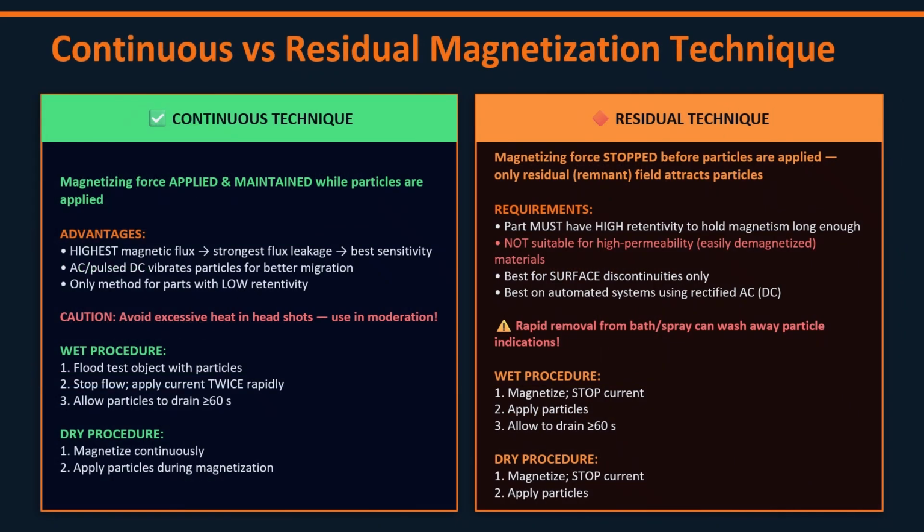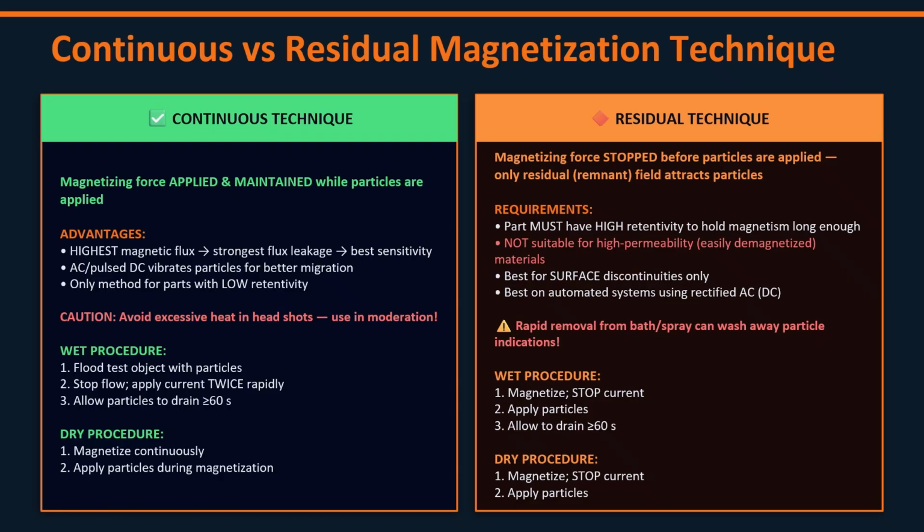Continuous and residual magnetization are fundamentally different inspection techniques. In the continuous technique, the magnetizing force remains applied while particles are introduced. Because the magnetic field is present at the time the particles migrate, flux leakage is at its useful maximum. This normally gives the highest sensitivity and is particularly important for materials with low retentivity.